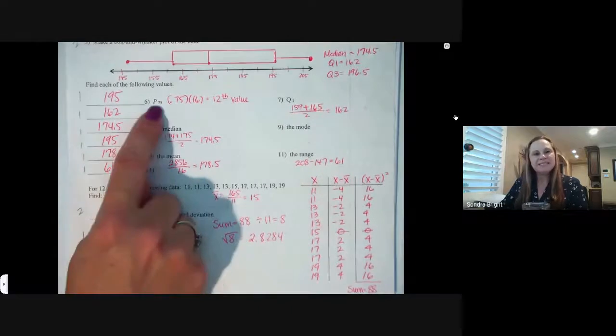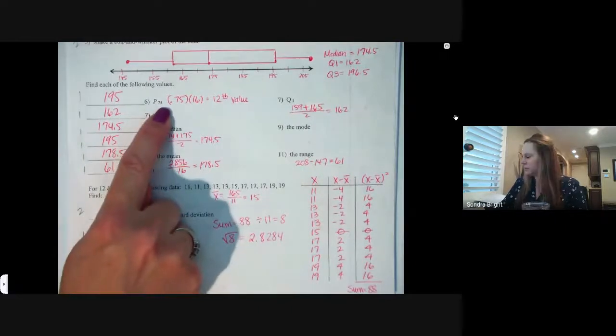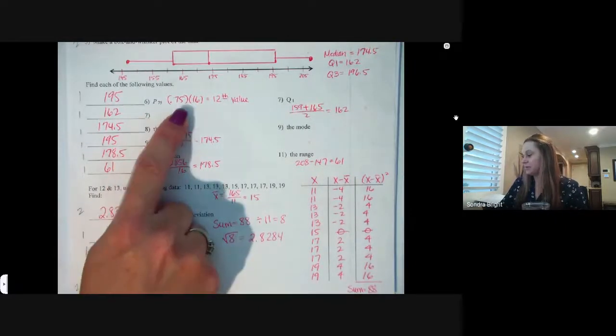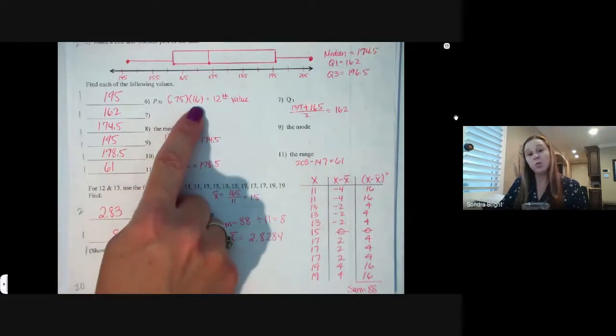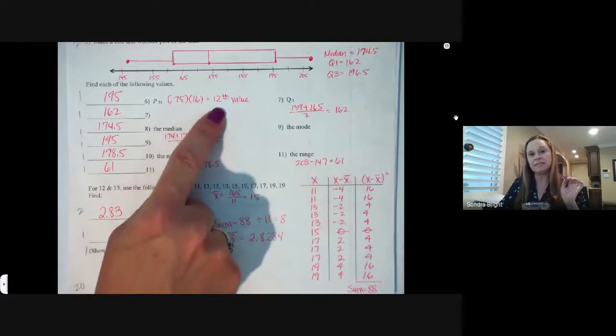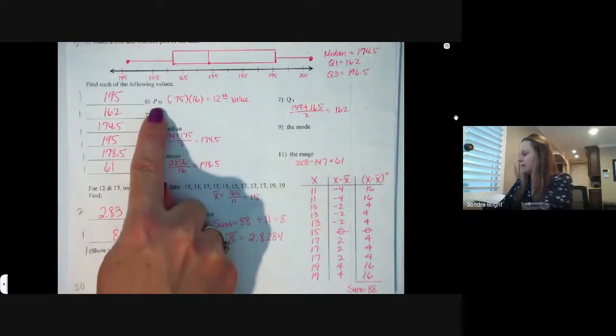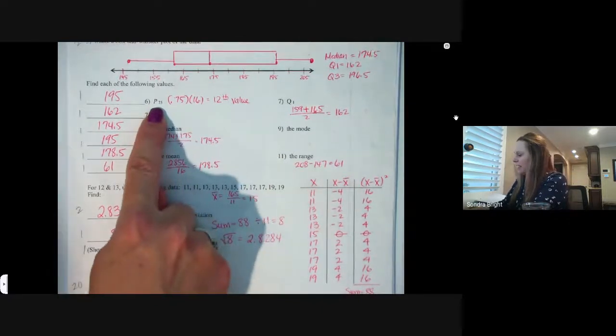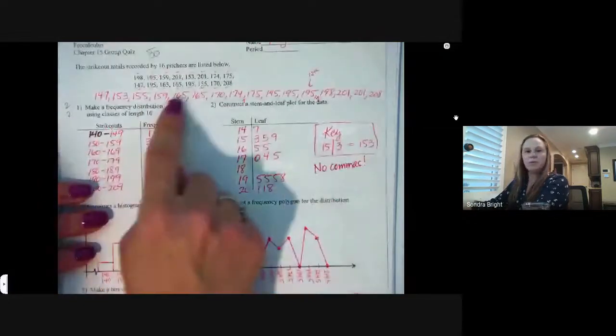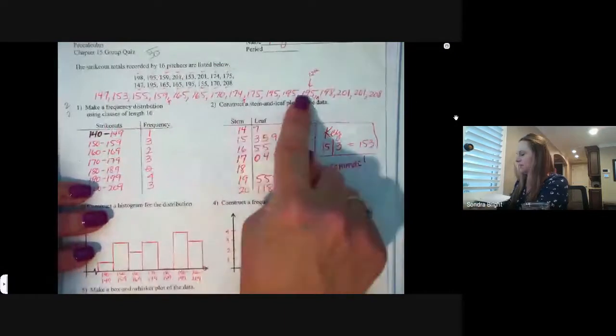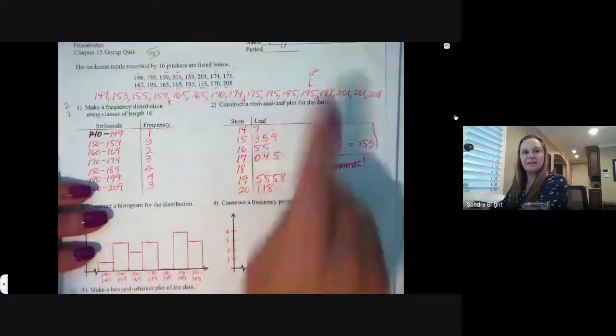P75, that means the 75th percentile, which means 0.75 times there were 16 total scores. So it's the 12th value that is the 75th percentile. And so I went through and I counted back at my ranked data. Which one was the 12th value? Right there. 195 is the 12th value. And so that is P75.